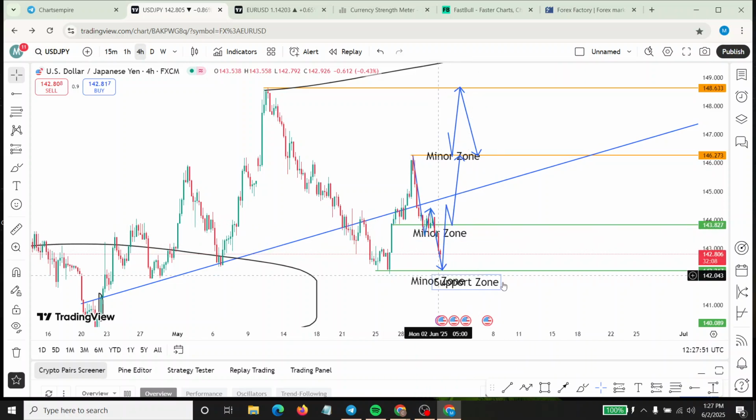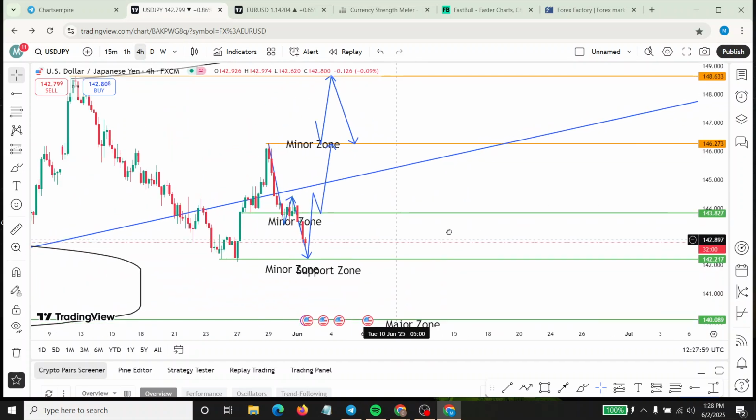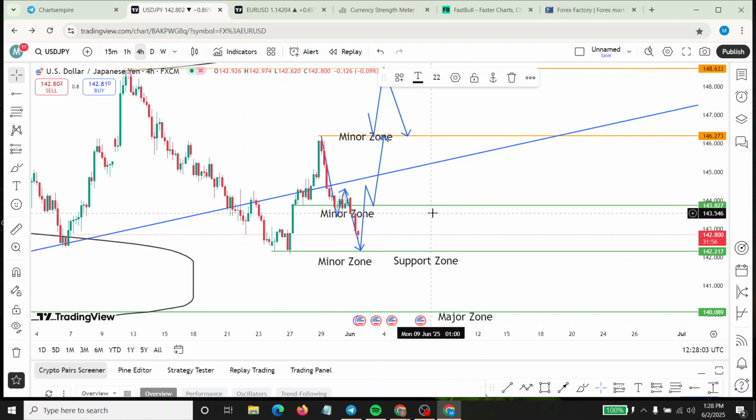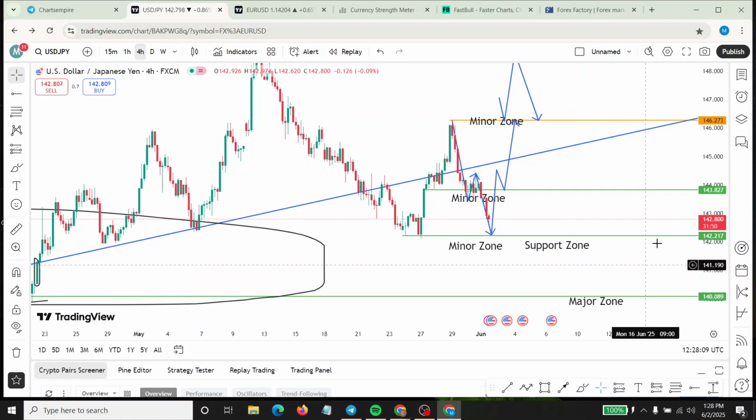So the market will overcome some obstacles. We will have some minor zones here. Now, with these minor zones being identified, we expect the market, before it can go in the direction we want, to show us how strong these zones are.